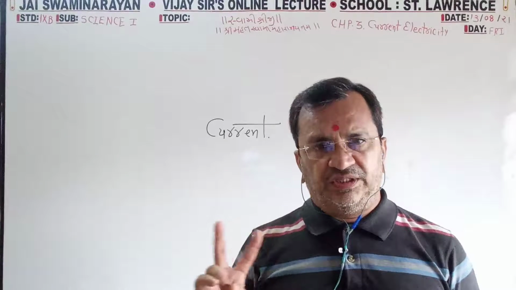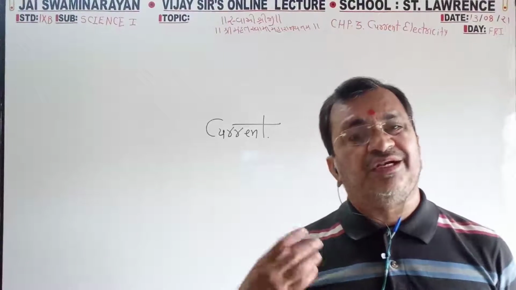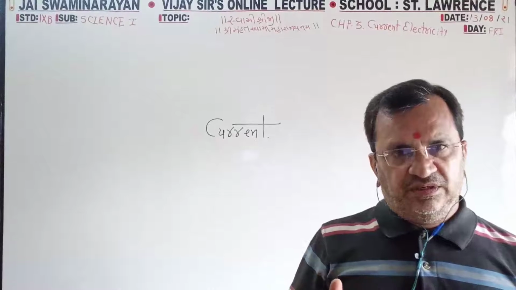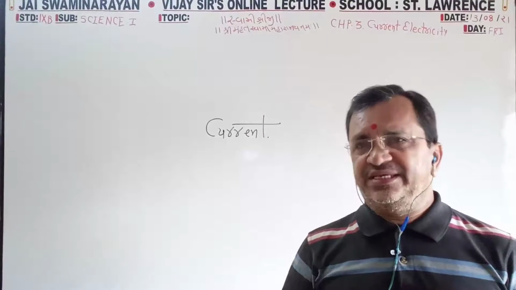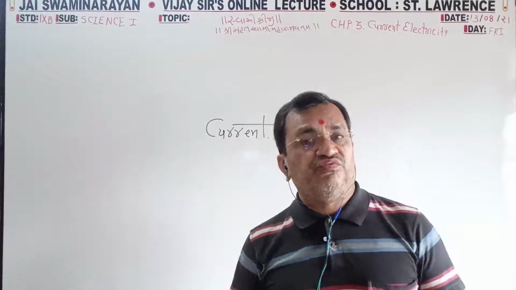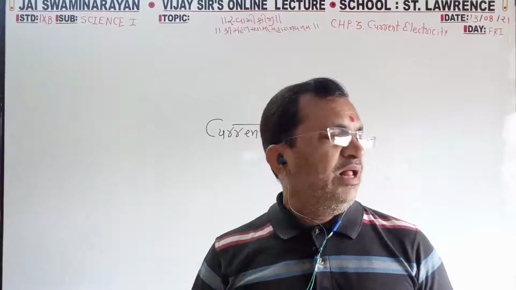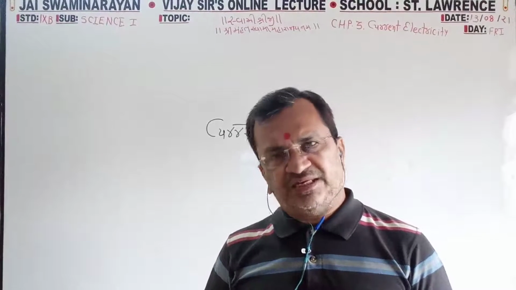So two questions answered. Why are metals good conductors? Conductor means what? Through which electric current can pass. Good conductor means what? Through which electric current can pass very easily. Bad conductor, through which electric current cannot pass. Okay, from that only, why metals are good conductors, or why through the metal electric current can pass. Why?